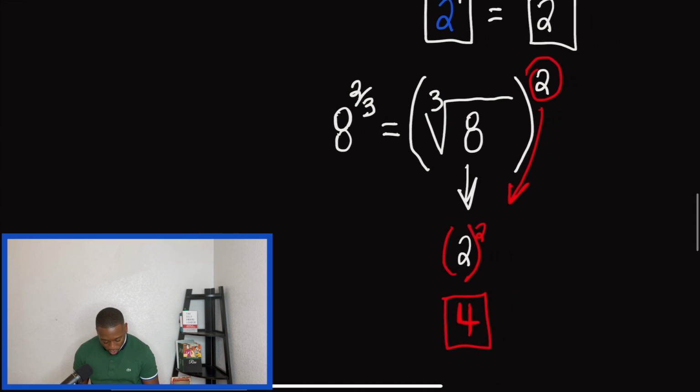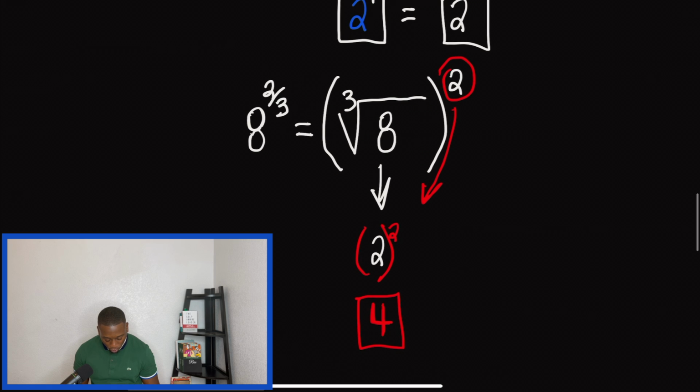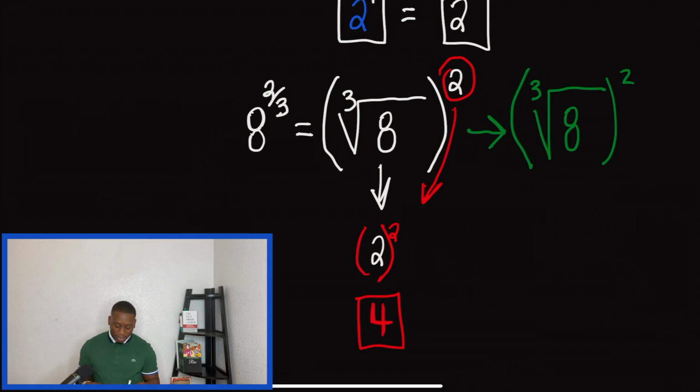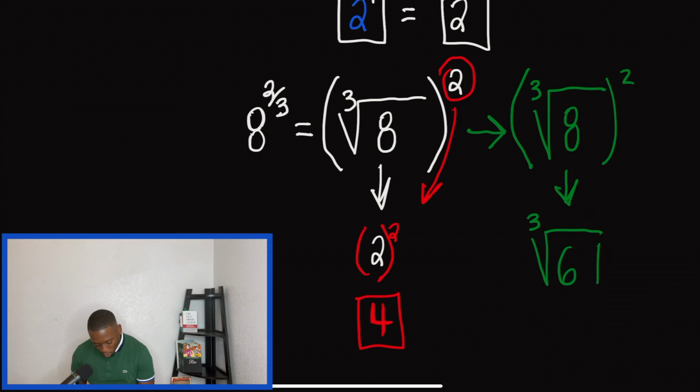But now I just want to scroll over a little bit and let's see if we could solve this problem a different way. I'm going to switch to green as a color. So let's rewrite this real quick. We have the same exact thing, the cube root of 8 squared. What if we squared 8 first? If we square 8, we're going to have the cube root of 64.